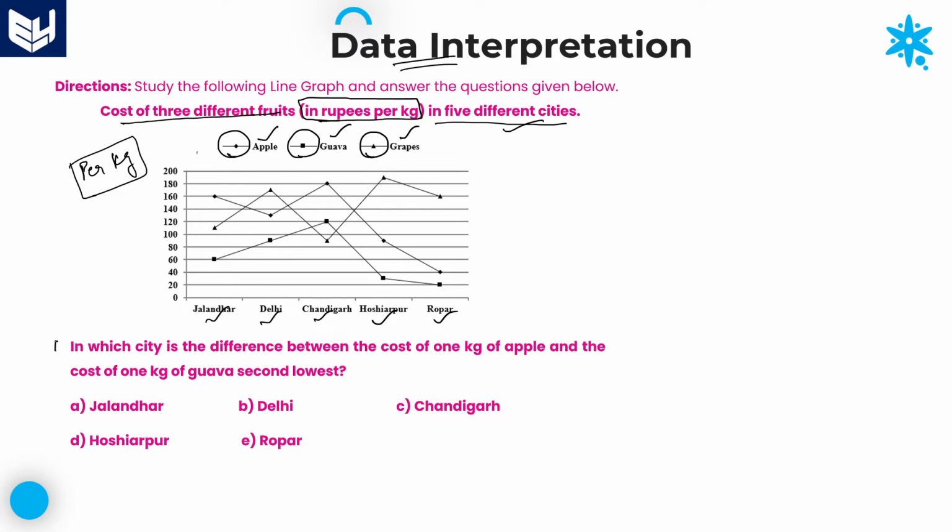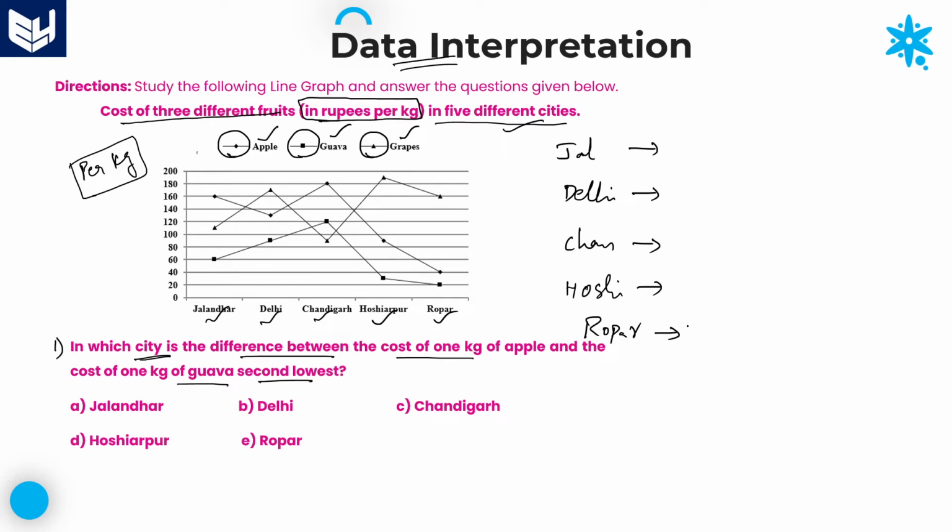Let us look at the first question. Here, the first question is: in which city is the difference between cost of 1 kg of apple and cost of 1 kg of guava second lowest? As we have five different cities: one is Jalandhar, second one is Delhi, third one is Chandigarh, fourth one is Hoshiarpur and fifth one is Ropar.